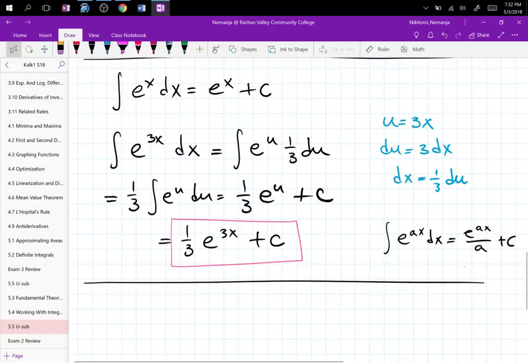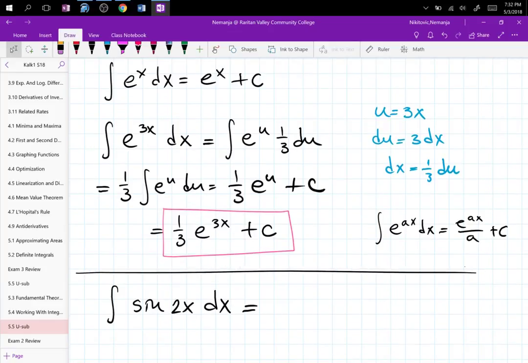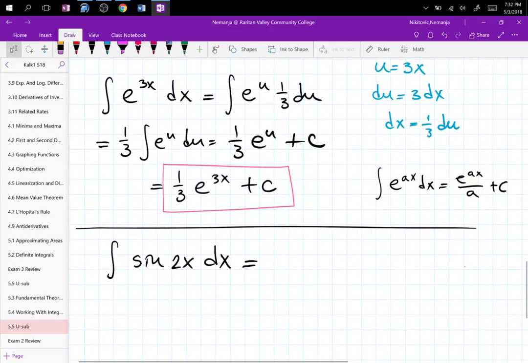So how about you try on your own to find the integral of, let's say, sine 2x dx. Technically you will be using the same stuff as the e problem. So try this one on your own.